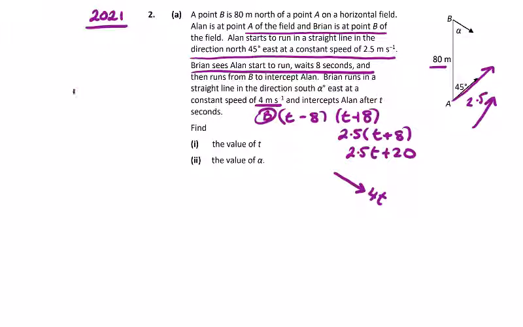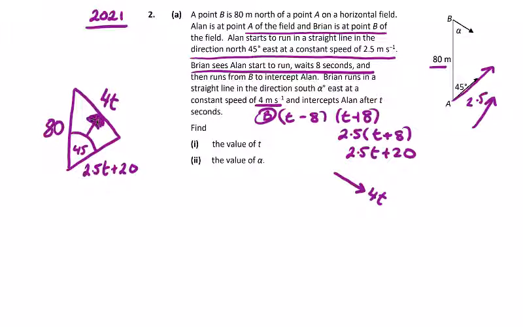That work? Will that give us a triangle with enough information on it in terms of t? So we're going to have 4t going in this direction, 2.5t plus 20 going in that direction. We have distance here, 80. We have this angle of 45, and we are looking for t. So we have an angle opposite 45. We've no other angle, so it's not the sine rule. So the cosine rule here, using 4t on its own on the left, could work.